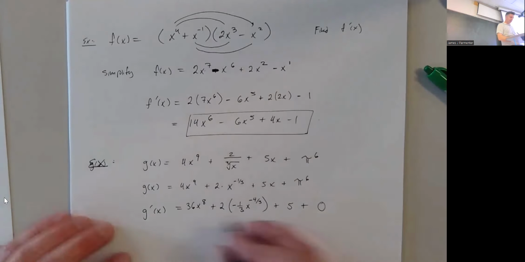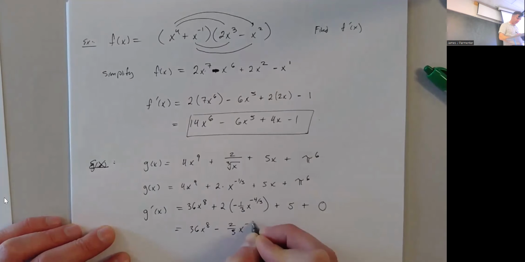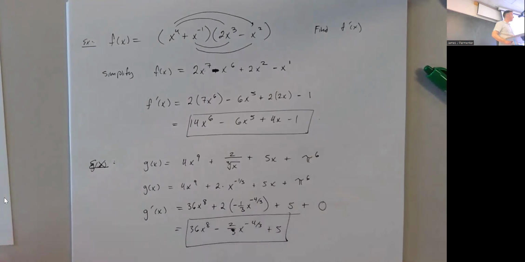And then I suppose I would write this as 36x to the 8th minus 2/3 x to the negative 4/3 plus 5. Sorry, my 3 down there looks terrible, but you all know it's 3. Cool. Okay, one more thing before we do the new thing.